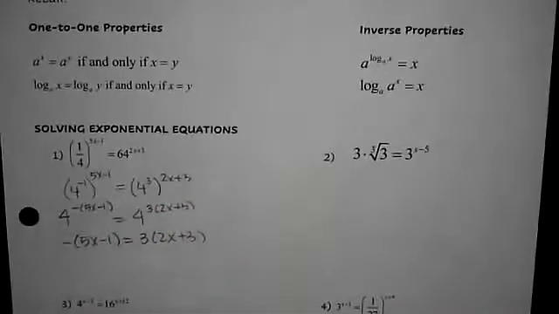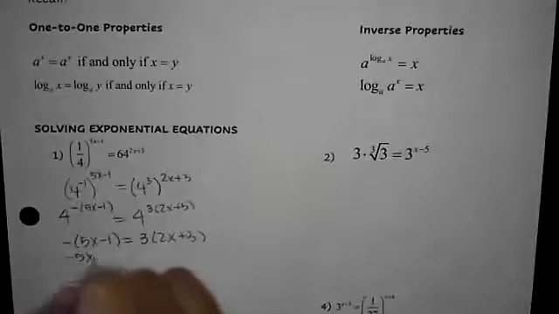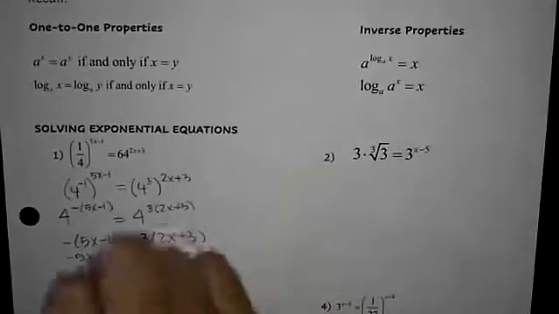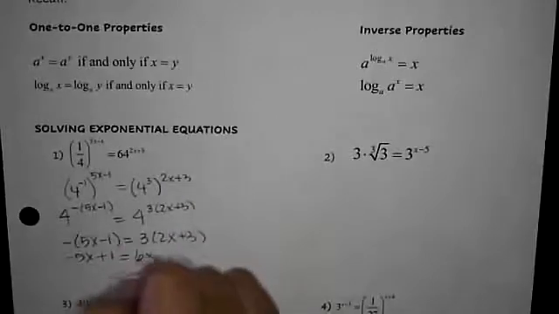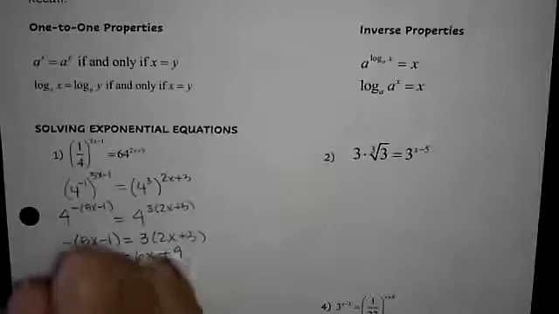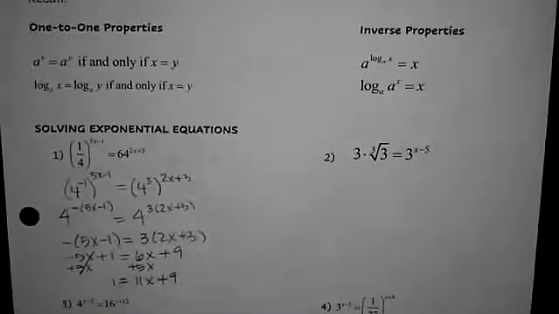The reason why we do that is because now we can solve a regular equation you've been solving since way back in Algebra 1. We distribute to get rid of the parentheses, so I get -5x plus 1. And then we distribute the 3 there and we get 6x plus 9. So now we've gotten rid of our parentheses. We just need to get our x's together and our constants together. So I'm going to add this 5x to get it to the other side. And so we get 1 is equal to 11x plus 9.